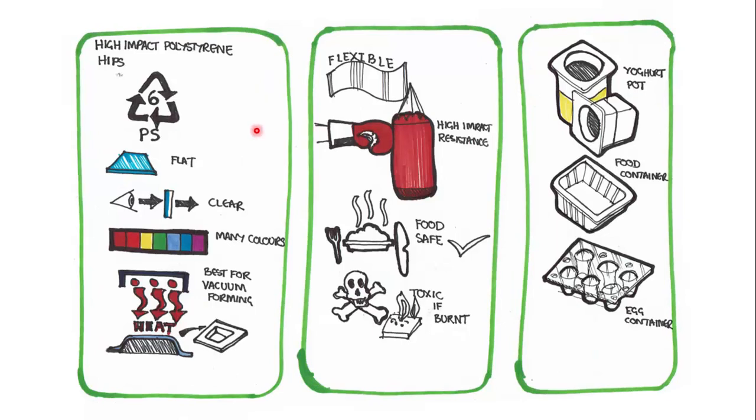High impact polystyrene, as the name suggests, is quite resistant to high impact. It's flat. It's clear. Comes in many colors. Can be vacuum formed in different shapes. So you find it being used in schools. Okay, it's known as HIPS, or high impact polystyrene. It's very flexible, resists impact, food safe, but it's toxic if burnt. Can be used to make yogurt pots, food containers, egg containers.